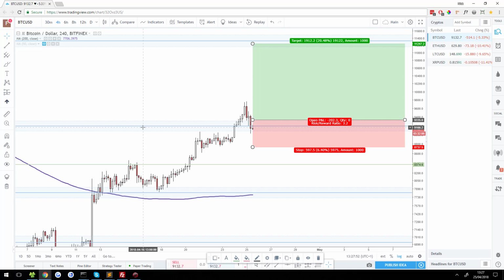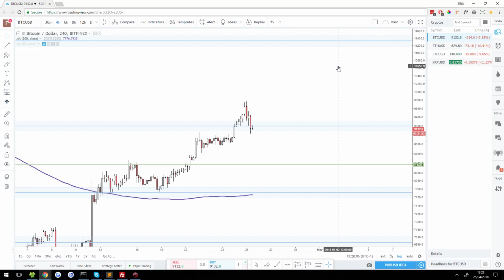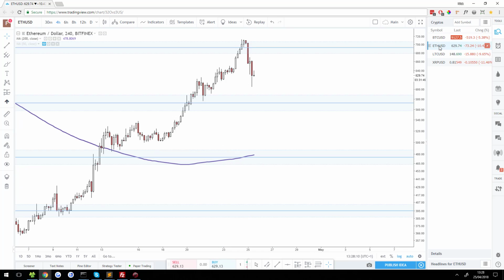So we need to see what it looks like, but if it looks good in 12, 16, 18, whatever hours, I will be looking for a long setup. So that's pretty much it for BTCUSD, guys. Let's look out for longs. Let's look out for continuations of this bullish trend.